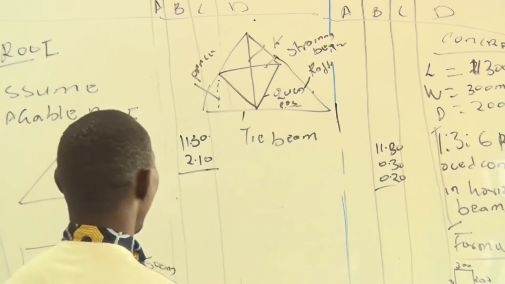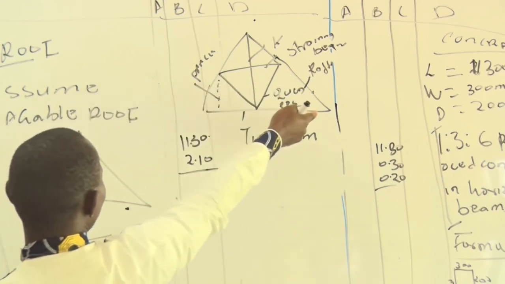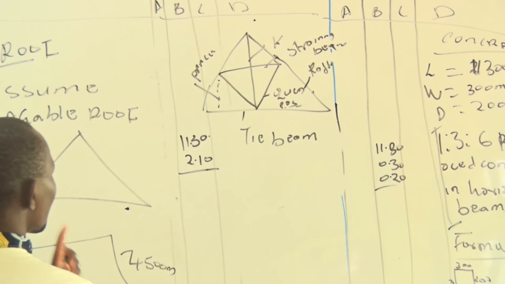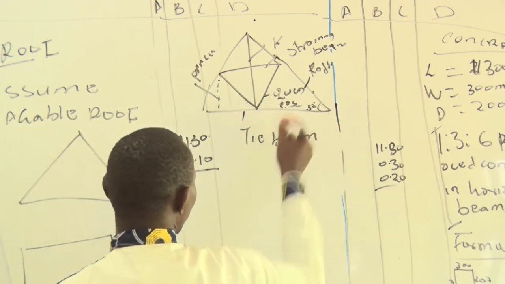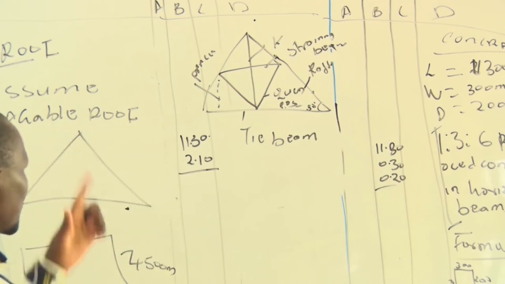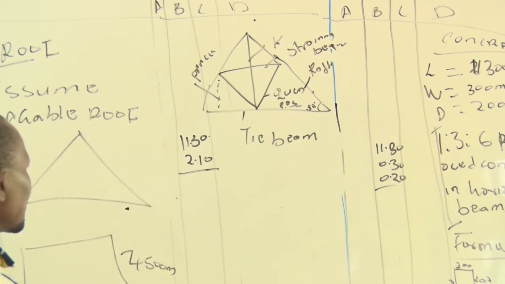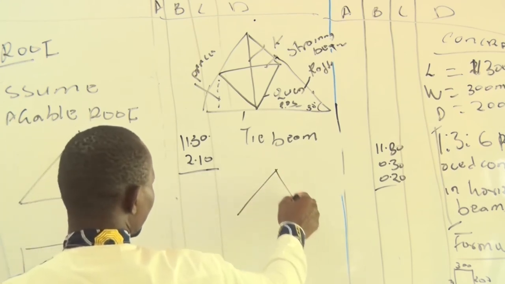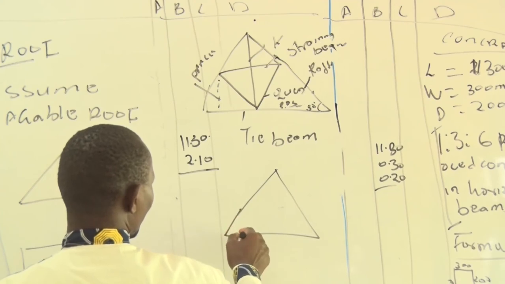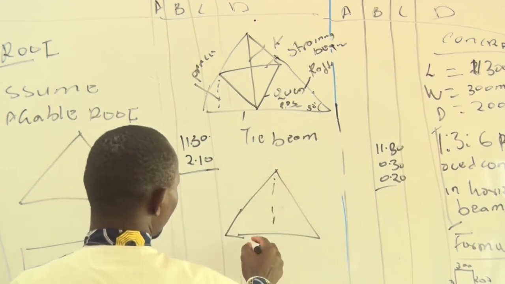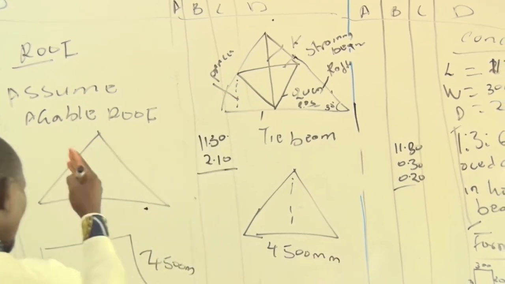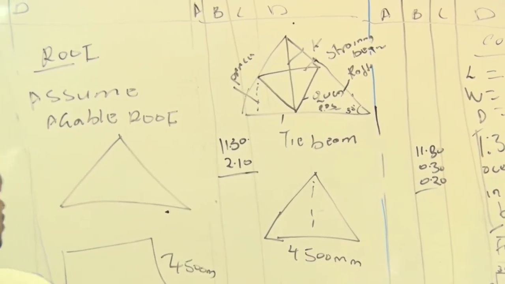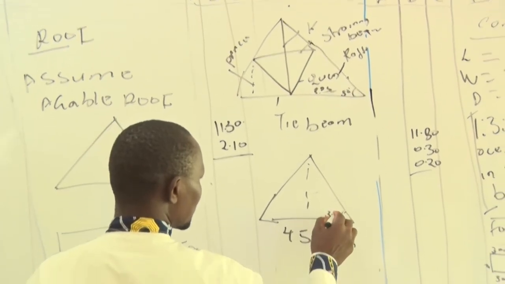So let's start by making those trusses. Assume the angle is 30 degrees, that is the rise of the angle of the truss. So let's start with the main truss. This 4500, as I've told you, all the trusses will line along this point, but this one we are given at 30 degrees.